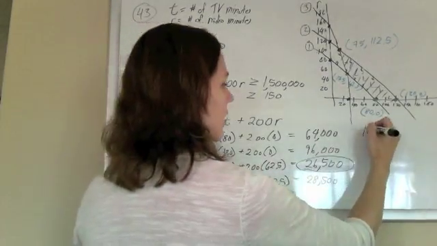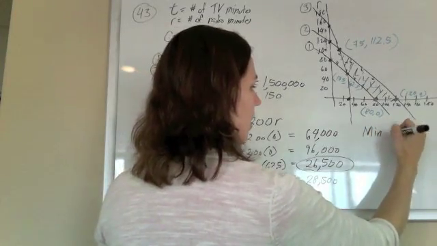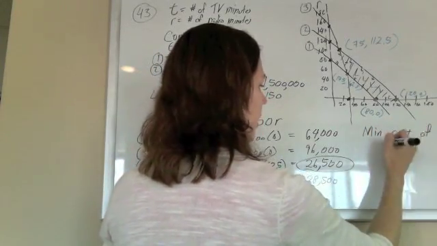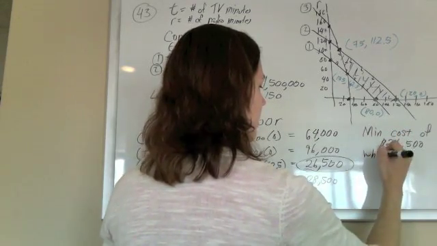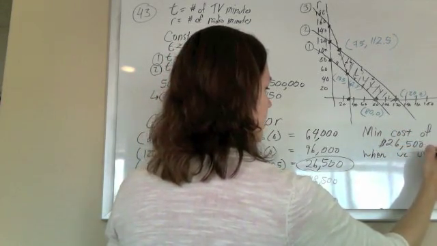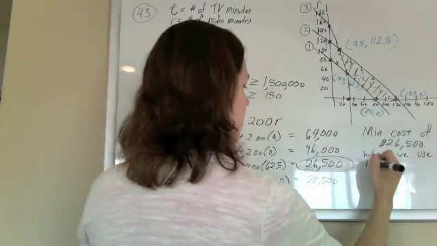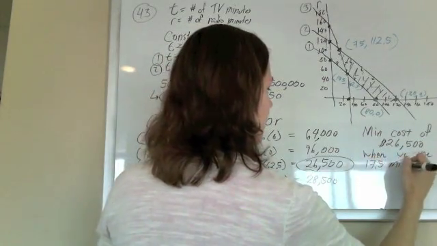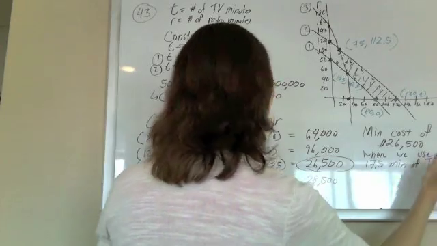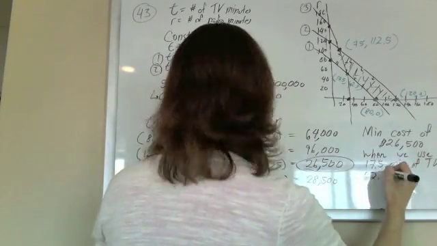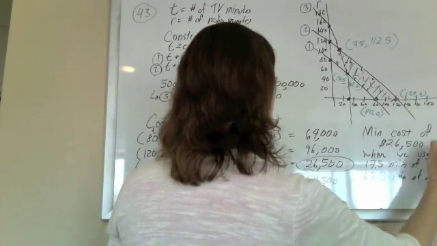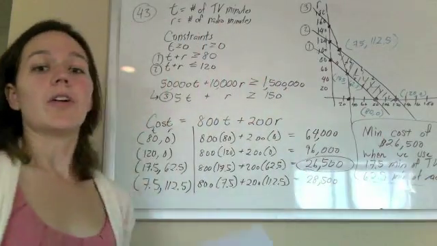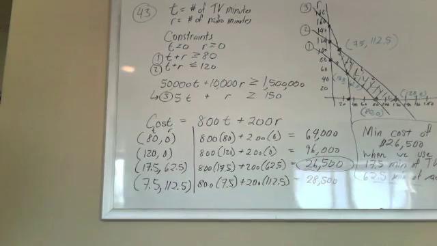So we're going to say minimum cost of $26,500. We use 17.5 minutes of TV ads and 62.5 minutes of radio. Phew! That is all.